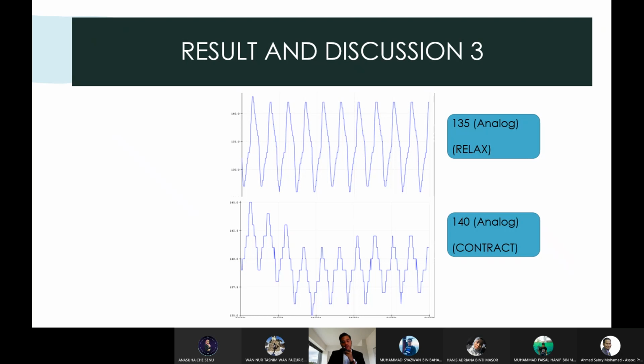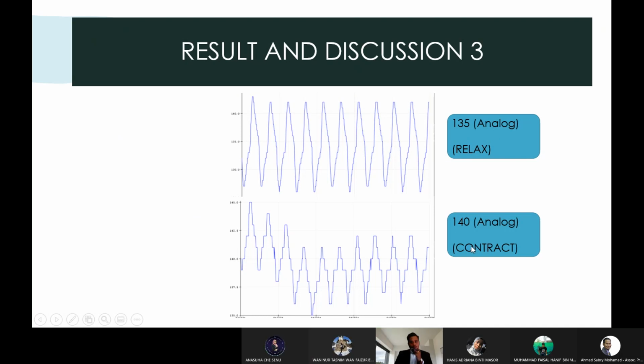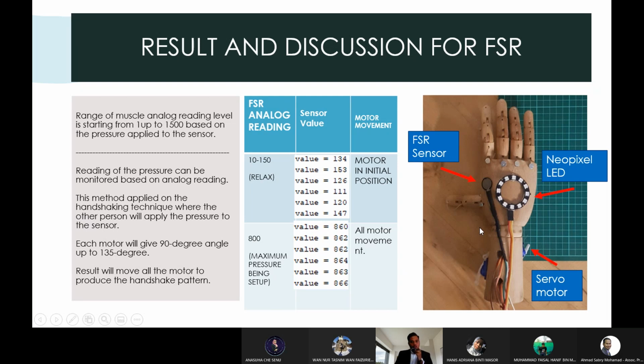For the result and discussion 3, the aim is to display specific real-time data of the electrical muscle activity via Arduino software. This is the analog reading of the muscle when the muscle is relaxed. The data is 135 in analog reading, and when the muscle contracts, the data goes up to 140. This is the result and discussion for the FSR sensor.